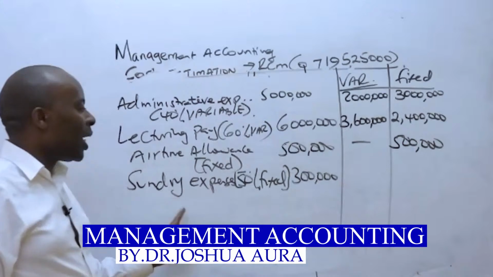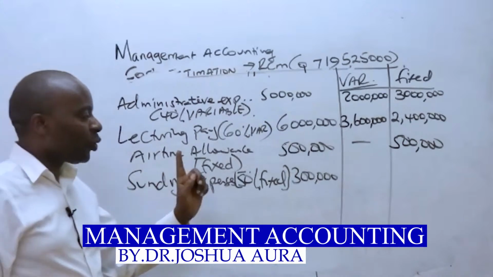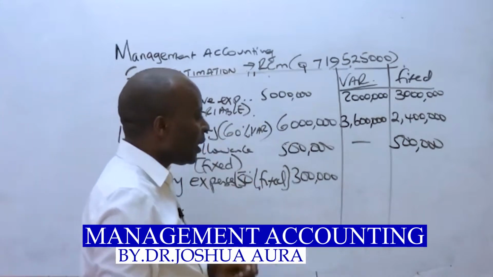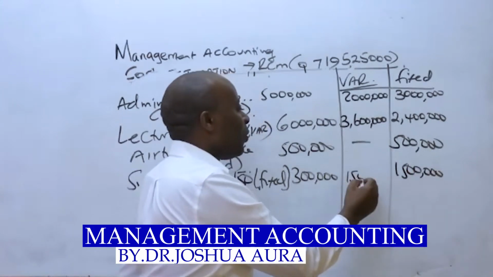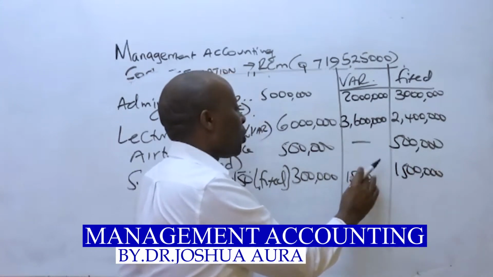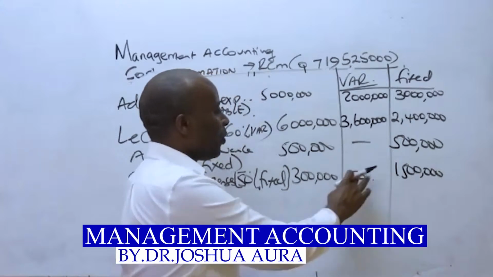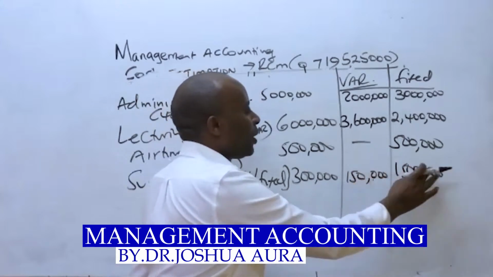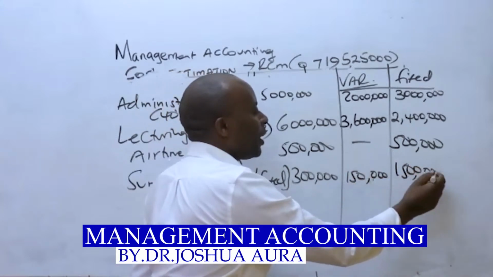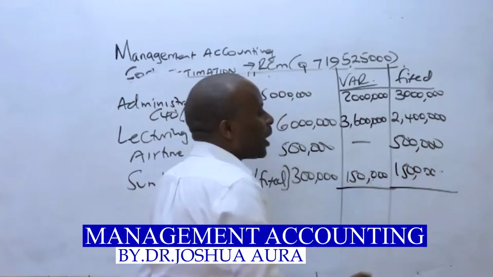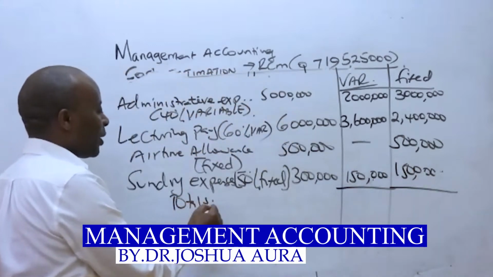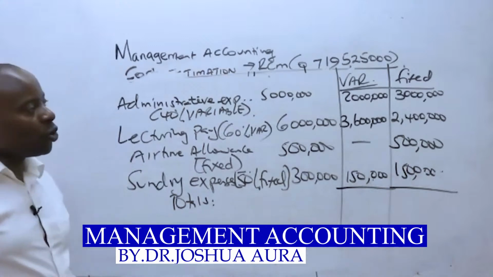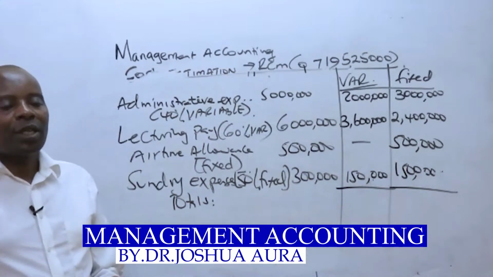And then we have the sundry expenses, of which there are 300,000, of which 50% is fixed. So 50% is 150,000, which is fixed there, and 150,000 is variable, like that. And that is it. So please come and give us the totals.